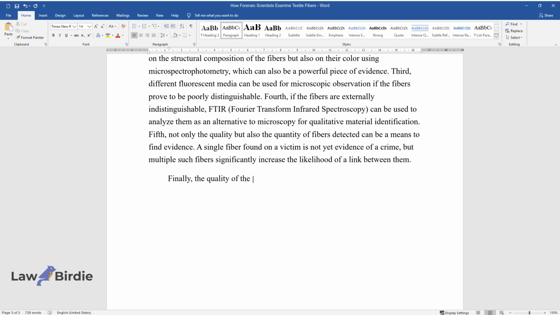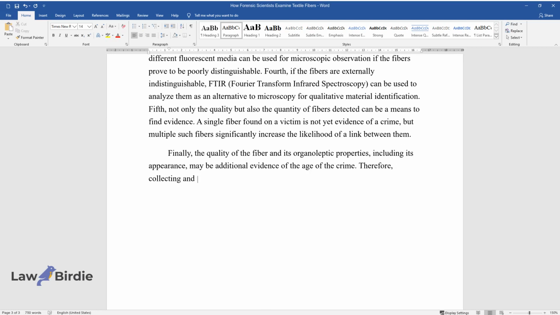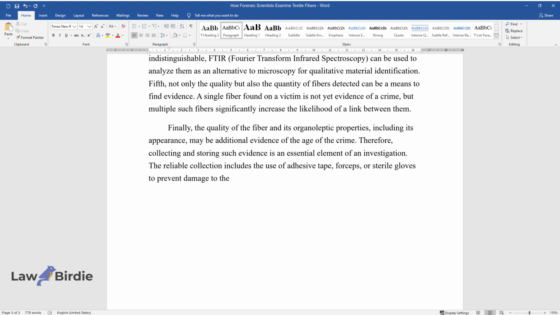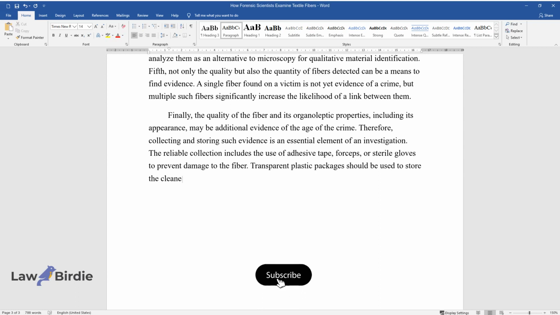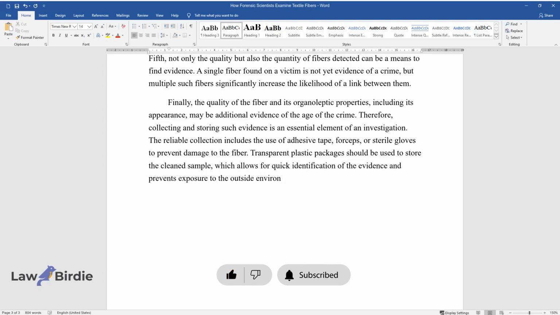Finally, the quality of the fiber and its organoleptic properties, including its appearance, may be additional evidence of the age of the crime. Therefore, collecting and storing such evidence is an essential element of an investigation. The reliable collection includes the use of adhesive tape, forceps, or sterile gloves to prevent damage to the fiber. Transparent plastic packages should be used to store the clean sample, which allows for quick identification of the evidence and prevents exposure to the outside environment.